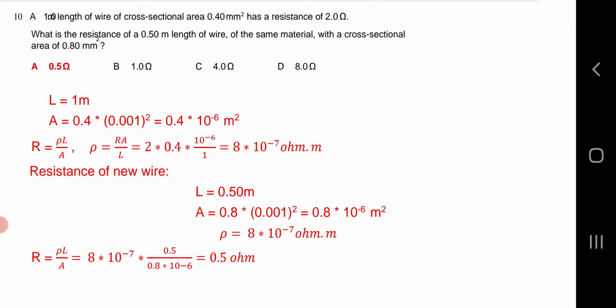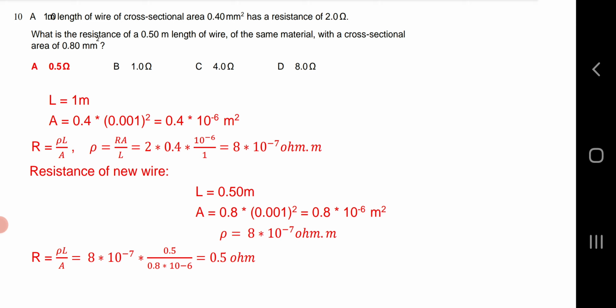Now the value of the resistance is 2 ohm. The value of the cross-section area is 0.4 into 10 to the power minus 6 meter square, and the length of the wire is 1 meter. So the resistivity is 8 into 10 to the power minus 7 ohm meter. After calculating the resistivity of the material, now you can find the resistance of the new wire. Now the data of the new wire is as follows. The length of the new wire is 0.50 meter.